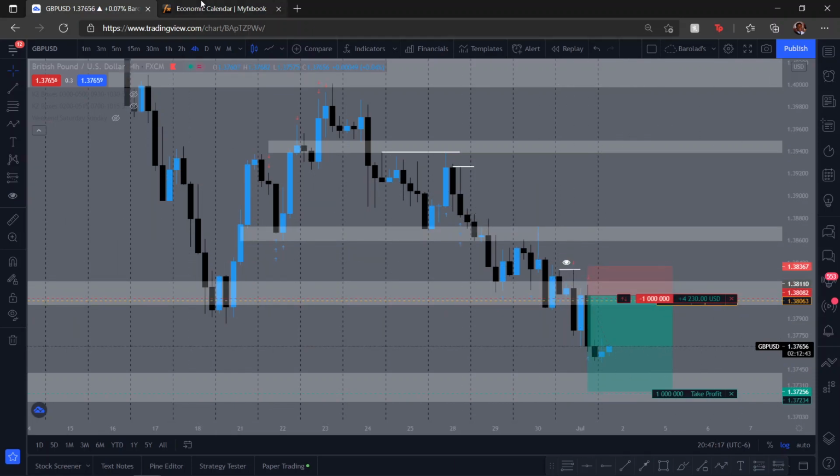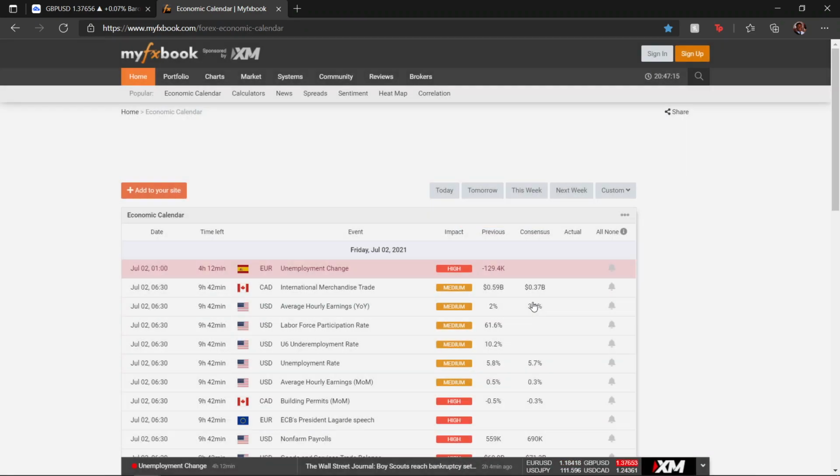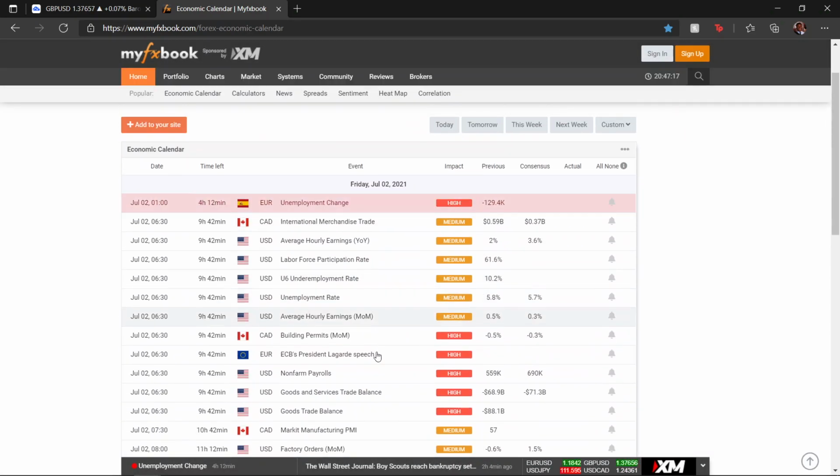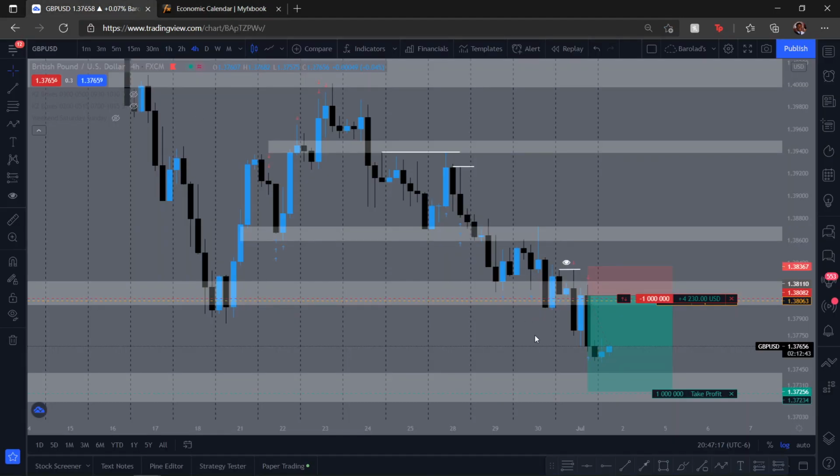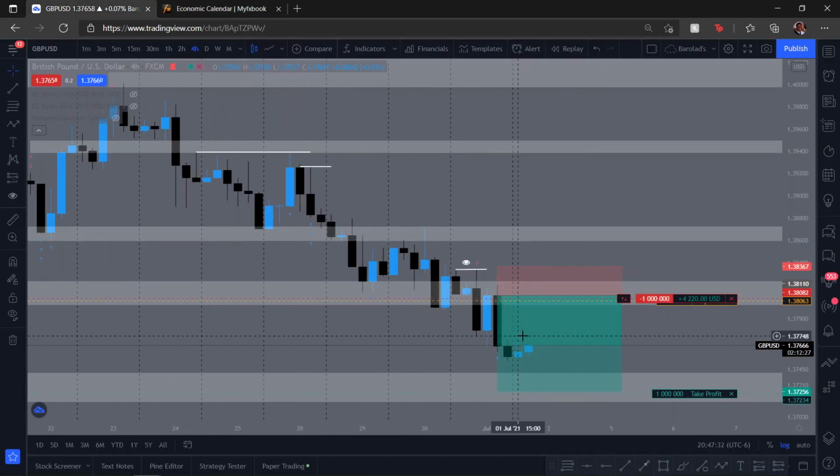But we'd have to see, because as you know, today we have NFP, right? Non-farm payrolls. We have the Canadian PMIs. We have the US unemployment rate. So it's going to be definitely an interesting one for the dollar and all dollar-related pairs.